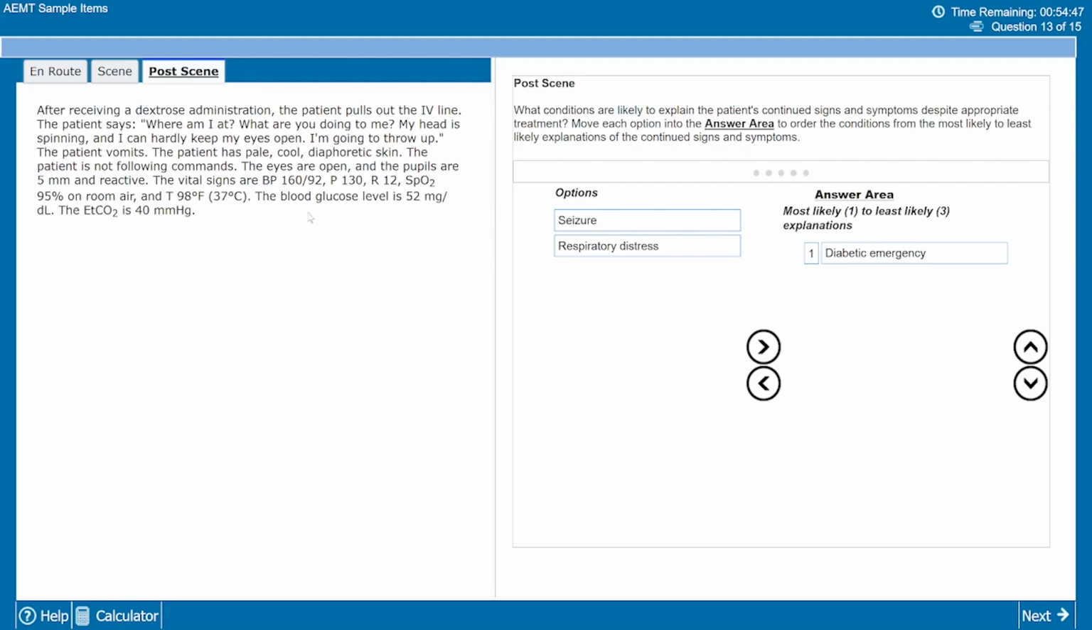If I'm looking at this patient, their respiratory rate's at 12, which is normal. They're sitting at 95% on room air, that's normal. So I'm not concerned about respiratory distress, even though they are vomiting. I would be more concerned about a possible seizure. If we look at this, their head is spinning. I can hardly keep my eyes open. I'm going to throw up, and they vomited. They're diaphoretic, and they're not following commands.